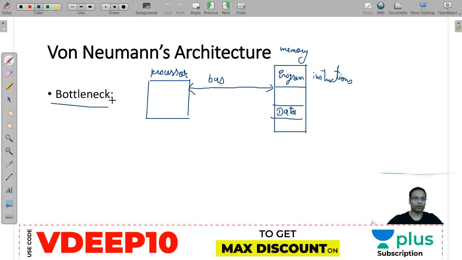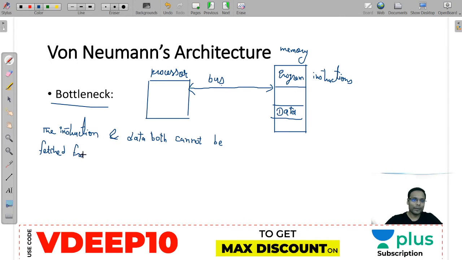I have not written a statement here, so I'll have to write what the bottleneck is: the instruction and data both cannot be fetched from memory simultaneously. There is a little spelling mistake, please check it. Let's complete it. This is the bottleneck. This is the problem in Von Neumann architecture.